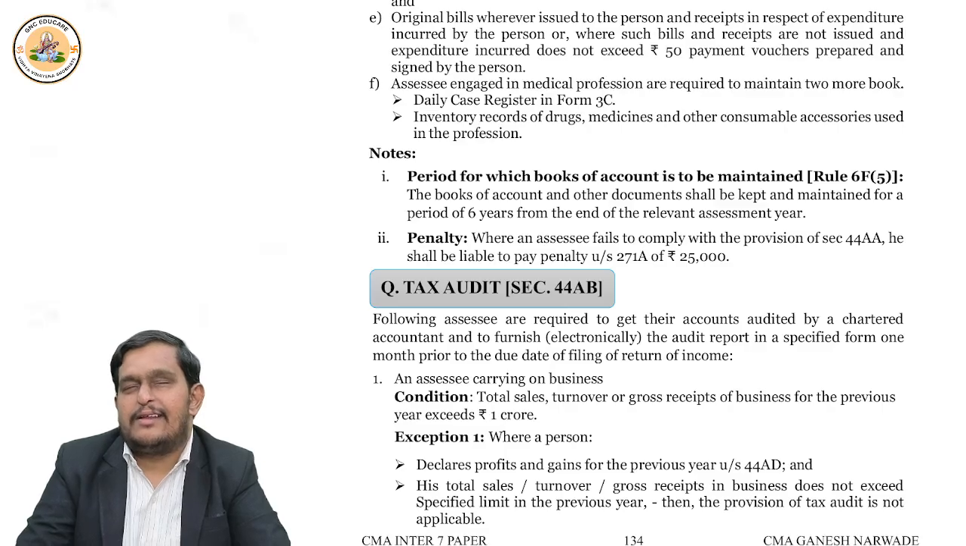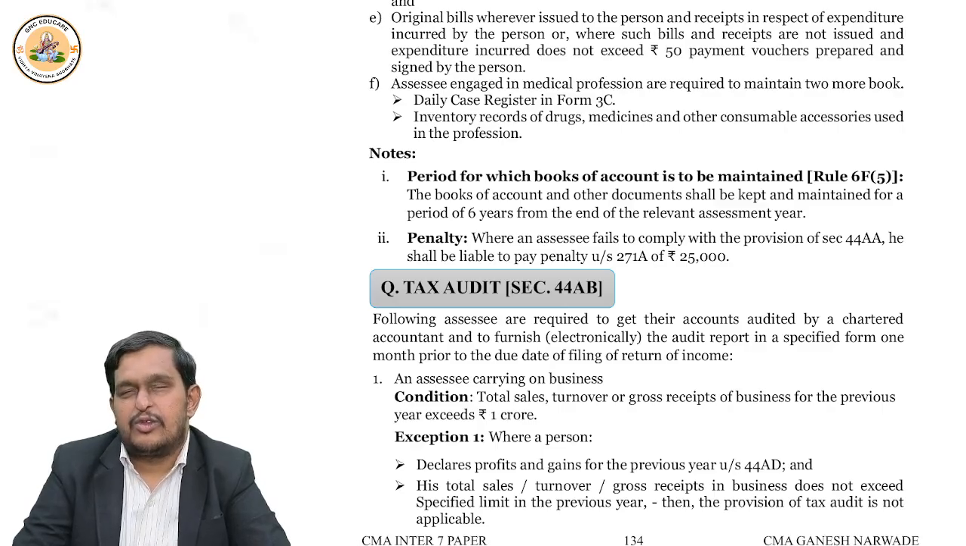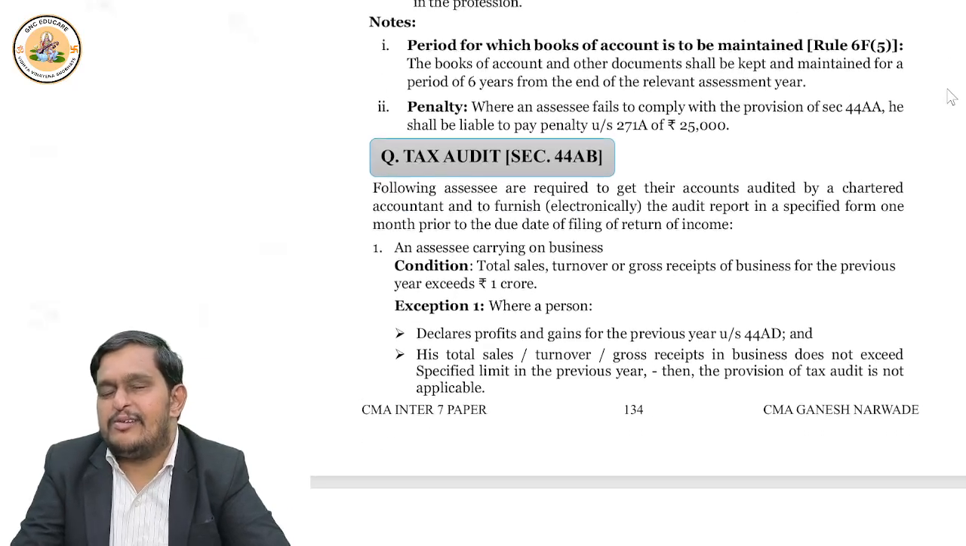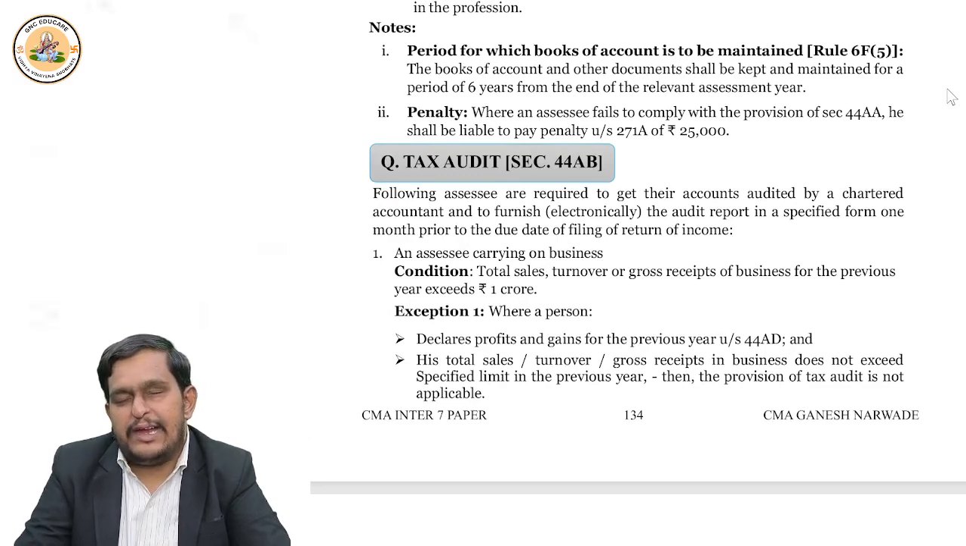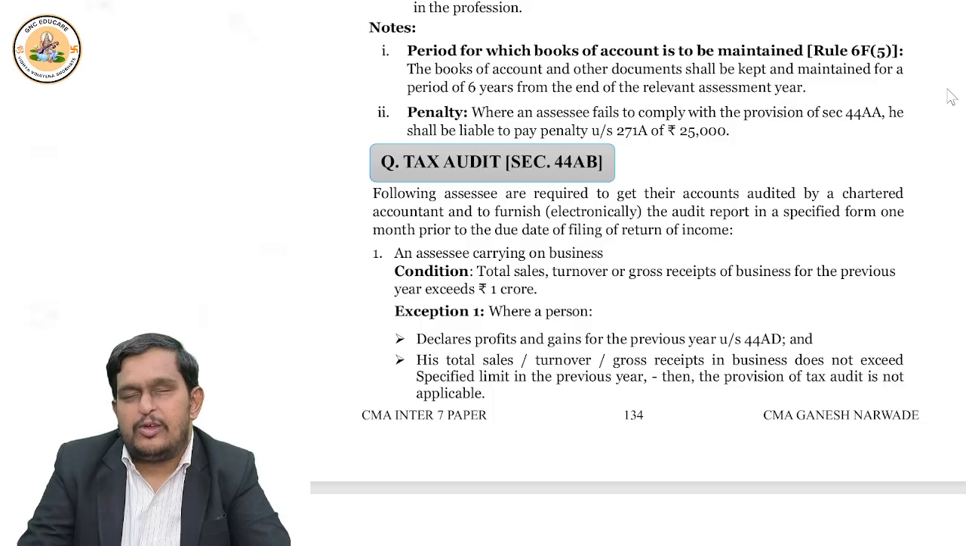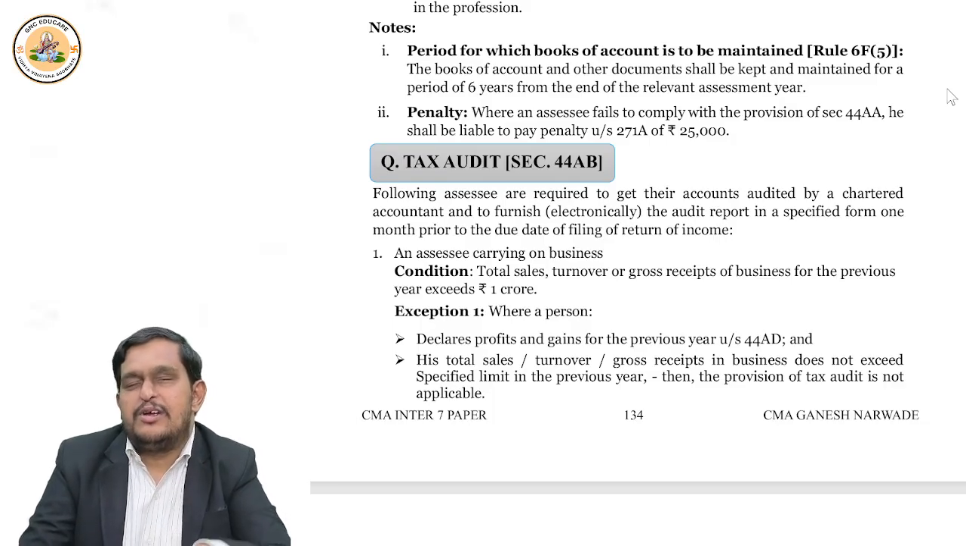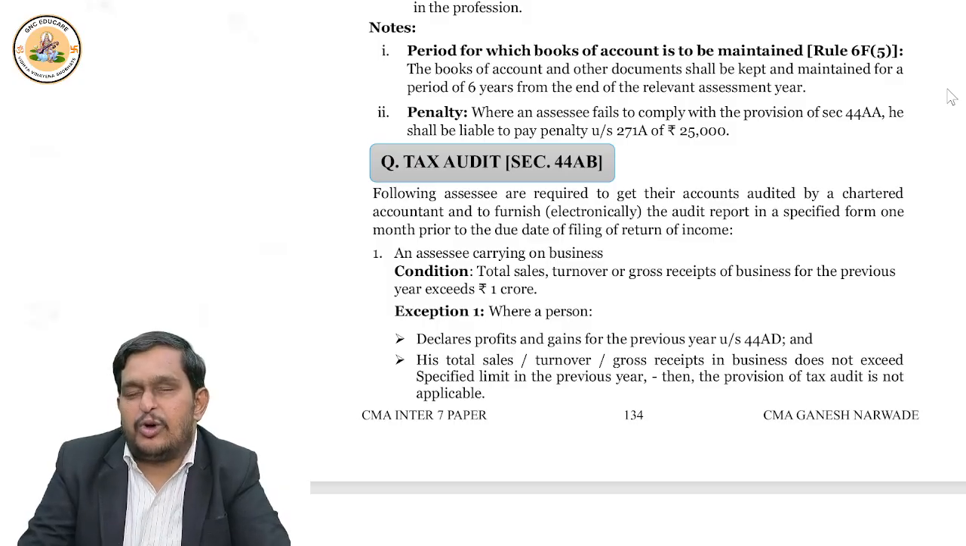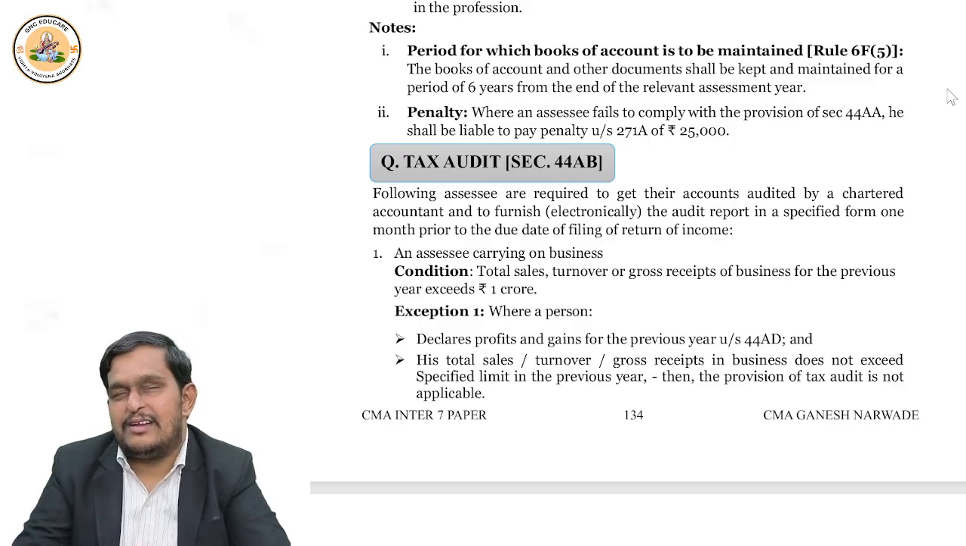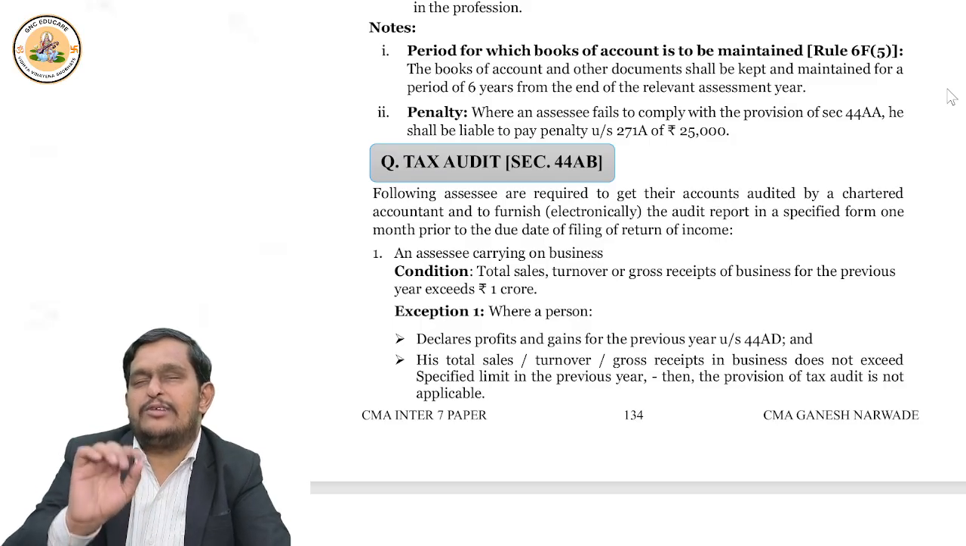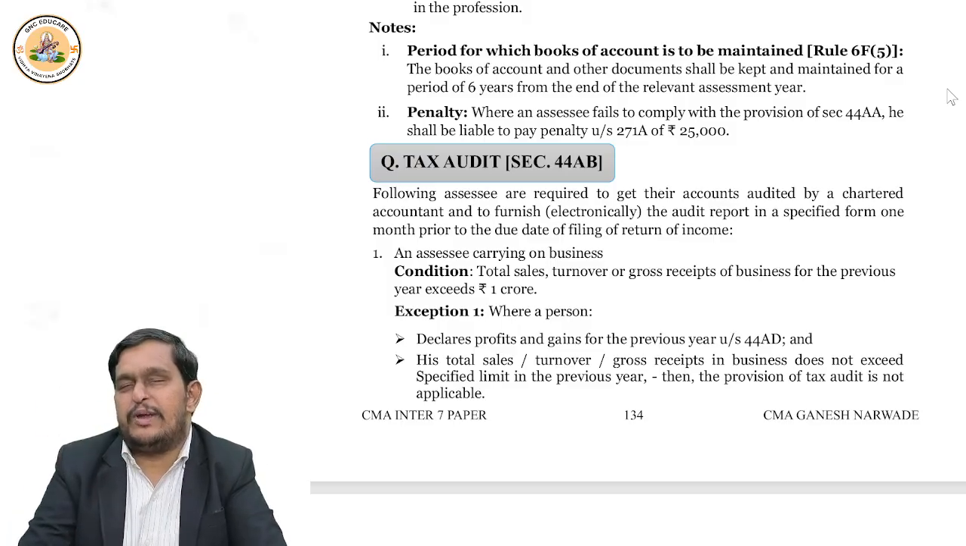Now you may ask, sir, 6 years from when? From the end of the assessment year. So suppose for your exam 24-25 is your previous year, 25-26 is your assessment year. So from the end of 26, that means from 31st March 2026, after that date, 6 years you should maintain. That means you should obviously maintain the books of accounts till the end of the assessment year, but also plus 6 years. After that, the income tax department doesn't have the right to question.